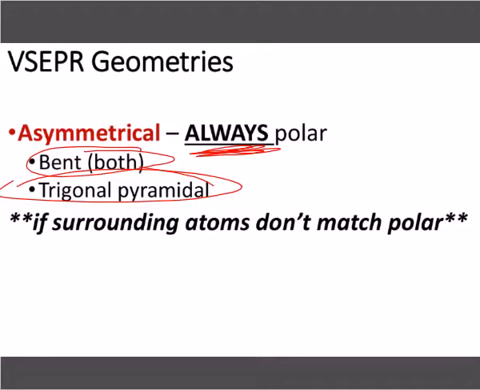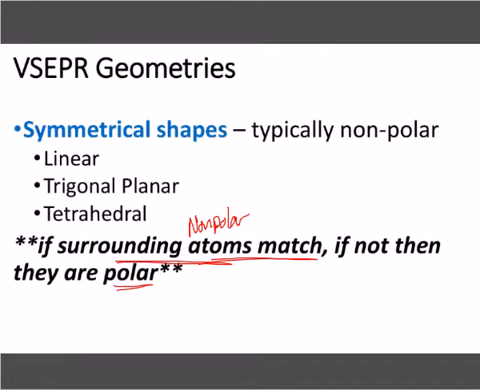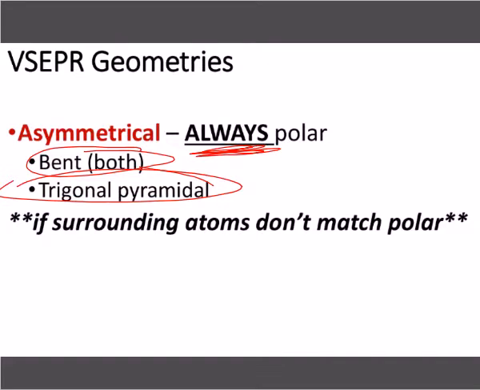Surrounding atoms, guys, even if they don't match, what do these three structures have that the first three don't have? There's something big here. This is something we're going to add to our notes. What do both bent structures and trigonal pyramidal have that linear, trigonal planar, and tetrahedral don't have? Big concept question right here. Lone pairs. These three here that are asymmetrical always have lone pairs.